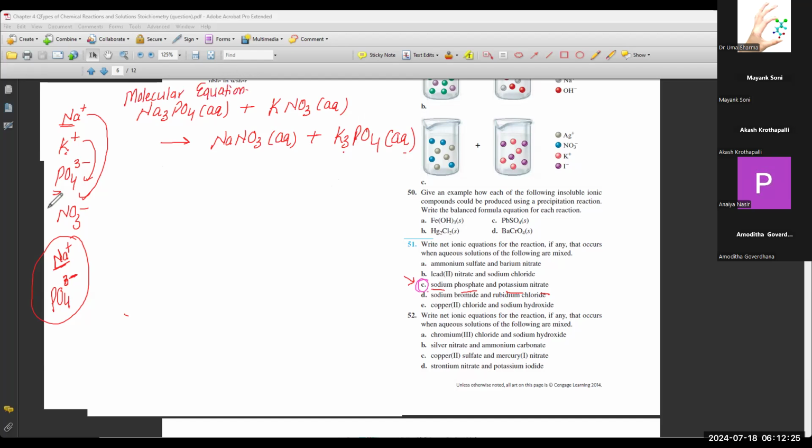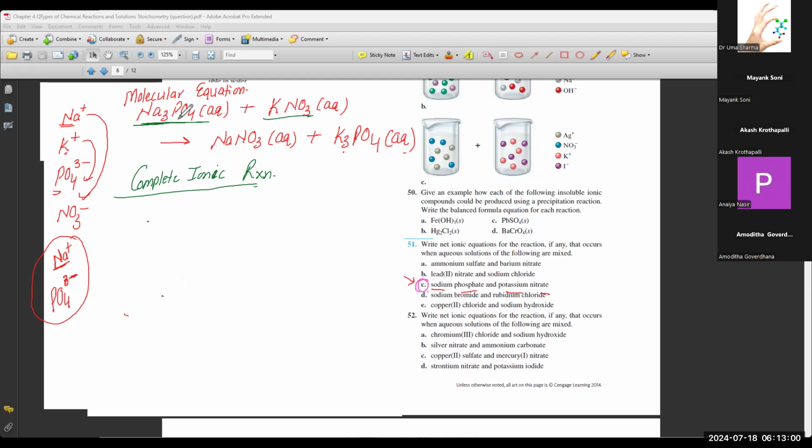Now let's write down complete ionic equation. Complete. So can you give me fast? Is it balanced? Before writing the complete ionic reaction, balance the equation. It's not balanced.